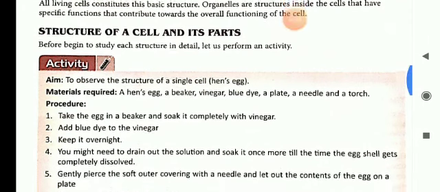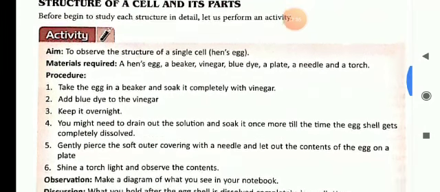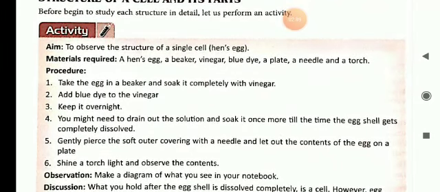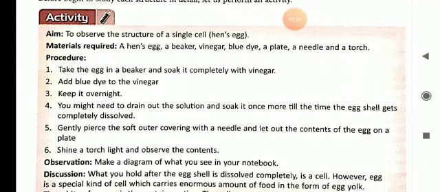But before that, just listen to one activity. The activity is to observe the structure of a single cell. Hen's egg is a single cell. Here we will observe that single cell. The materials required are a hen's egg, a beaker, vinegar, blue dye, a plate, a needle and a torch.